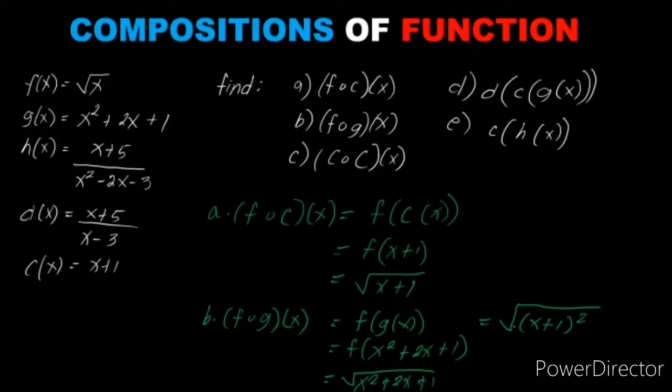Okay, so since we have square root of the quantity x plus 1 square, so ang gagawin lang natin ay cancel lang natin yan. So, ang matitira na lang ay x plus 1. So, ito yung sagot sa ating letter B.